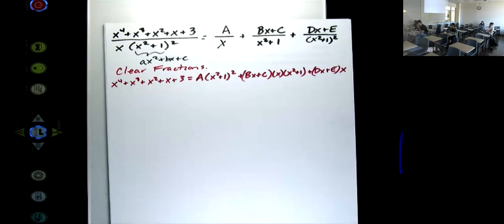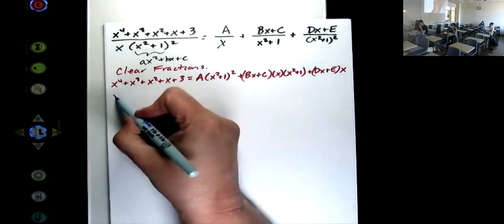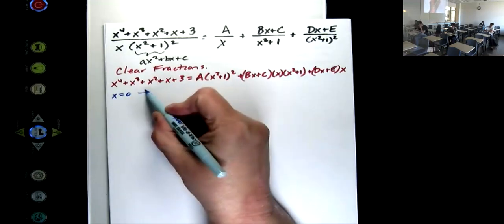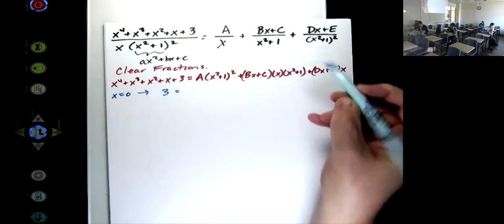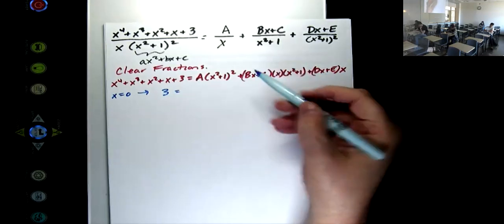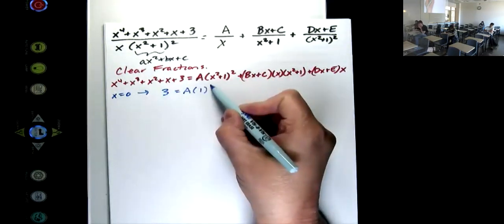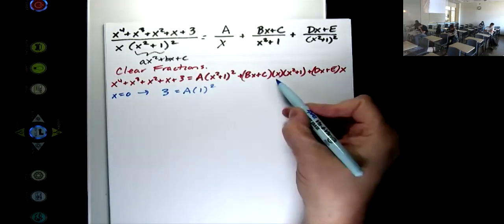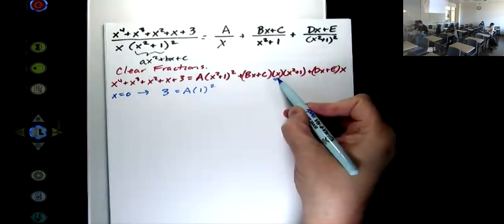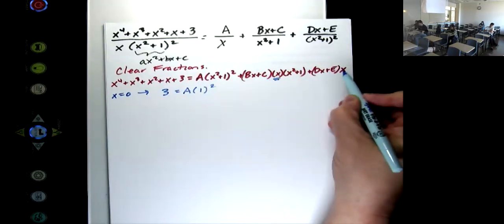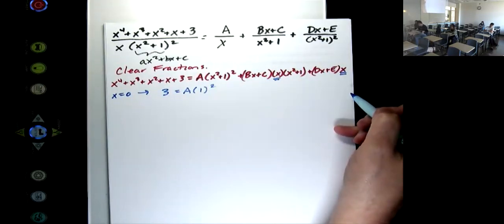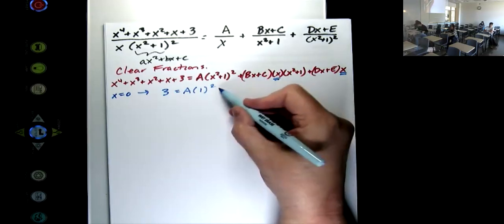And there's nothing else you can try. If you plug in x equals 0, you can get A. That's about all we can do here. We plug in x equals 0. We get 3 on the left side. On the right side, it's A times 1 squared. This is going to make the Bx plus C go to 0, and this is going to make the Dx plus E go to 0, which means that's it. A equals 3.